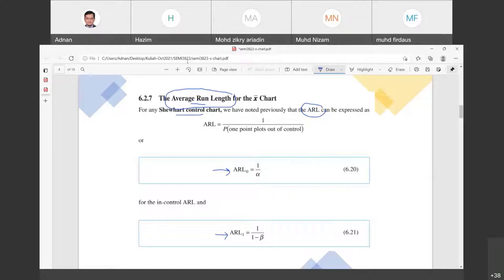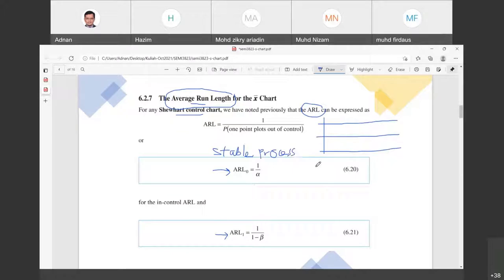Okay, sorry. So I said just now that for the performance measure, we have average run length. Apa maksud average run length? If you have a control chart, let's say the process is stable. ARL0 is for a stable process. Remember that ARL0 is a measure for a stable process, meaning that the process has no problem.